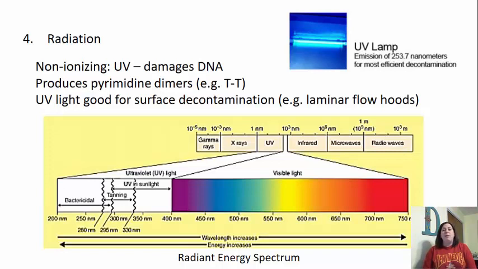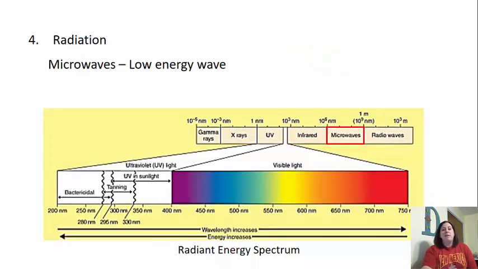They produce a pyrimidine dimer, where if there is a thymine next to a thymine in the DNA strand, it causes them to pair with each other instead of pairing with A like they're supposed to. The UV light is good for surface decontamination, and this is one reason why UV radiation does potentially cause skin cancer for us too, because it does damage our DNA, and in this case we would use it to damage the microbe's DNA. Another type of non-ionizing radiation is microwaves.